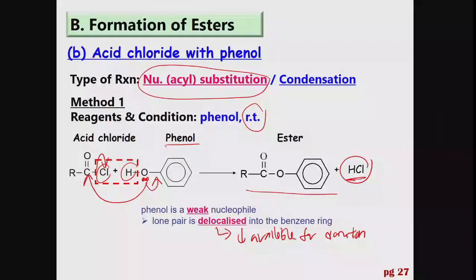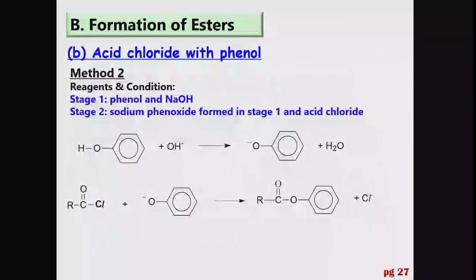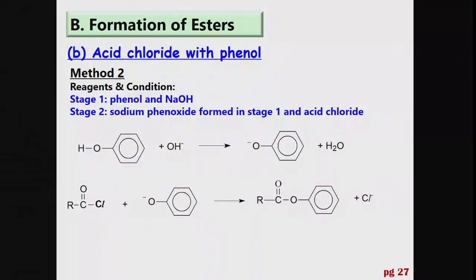Okay, so it's not a good way to react phenol directly. And hence, a better method will be method 2, where I transform phenol into a better nucleophile, where I add phenol to sodium hydroxide in stage 1. So in stage 1, an acid-base reaction will take place, where phenol is deprotonated to give you phenoxide ion. Okay, so phenoxide ion, an anion, will be a stronger nucleophile, and hence, once phenoxide ion is formed, we will add acid chloride in the second stage to react with the phenoxide ion.